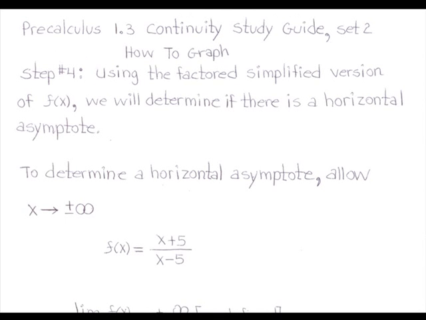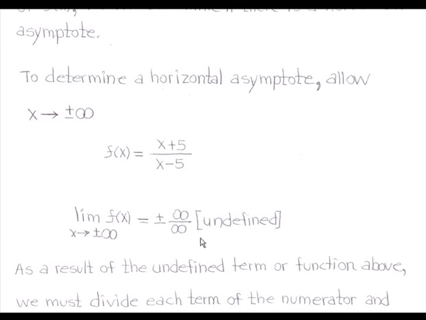Moving on to step 4. Using the factored simplified version of f of x, we will determine if there is a horizontal asymptote. To determine a horizontal asymptote, we allow x to approach either positive or negative infinity. So once again, we're going to use the factored simplified version of f of x, which is f of x equals x plus 5 divided by x minus 5.